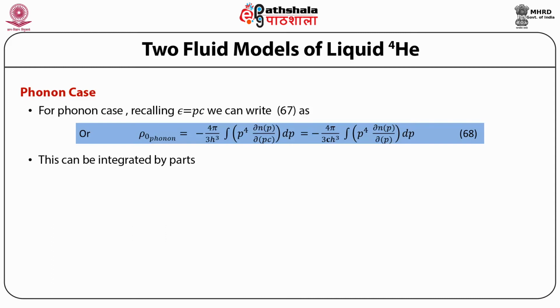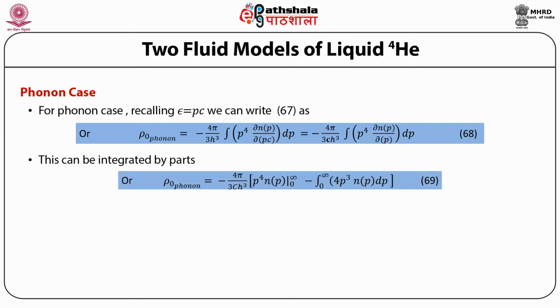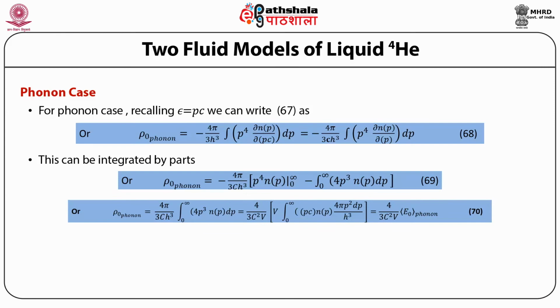This can be integrated by parts as follows. Rho 0 of phonon is equal to minus 4 pi upon 3 c h cube whole multiplied by p raised to power 4 np limit from 0 to infinity minus integral from 0 to infinity 4 p cube np dp, or rho 0 phonon is equal to 4 pi divided by 3 c h cube integral from 0 to infinity 4 p cube np dp, which is equal to 4 upon 3 c square v multiplied by v times integral from 0 to infinity pc np 4 pi p square dp divided by h cube, which is equal to 4 upon 3 c square v and the average ground state energy of the phonon.